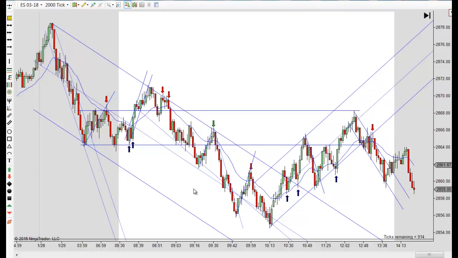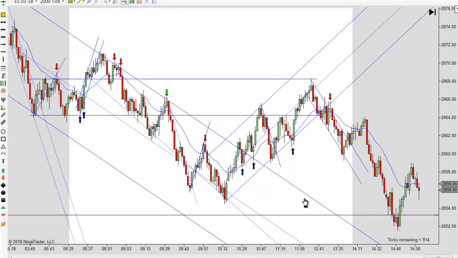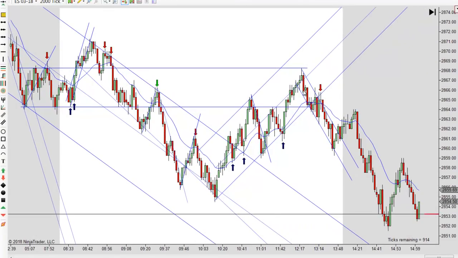And interesting day. It was mostly downhill. We had a little bit of a correction from about 10 o'clock till lunchtime. And then prices traded down again.